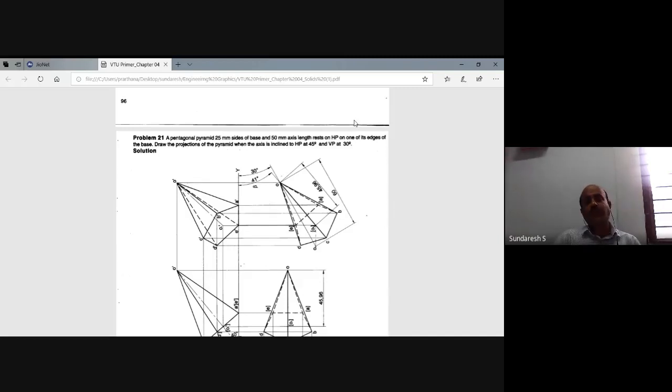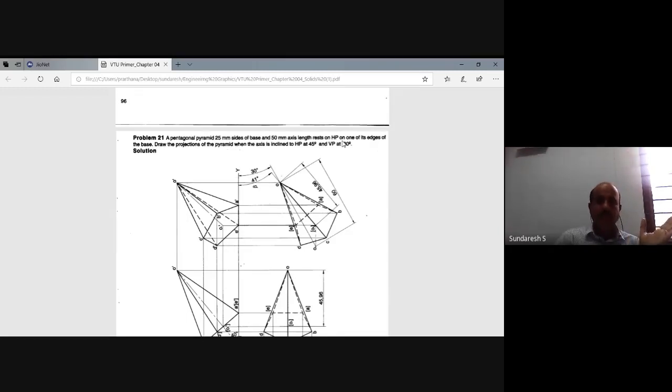So when the axis of a solid is inclined to both HP and VP, and the word appears is not present in the problem statement, then we need to solve the problem, whether it is planes or solids, with the beta angle. So we have to complete the projections by taking the beta angle, and finally we get the projections.